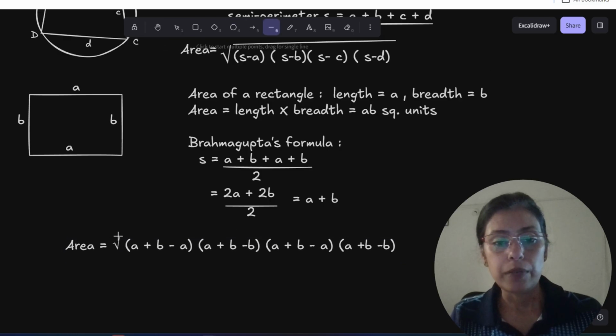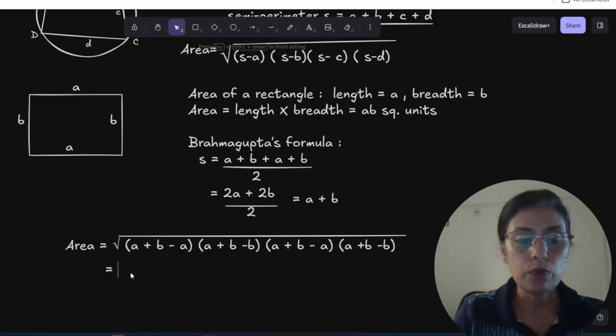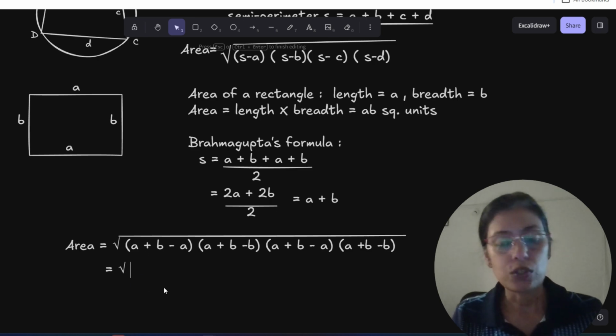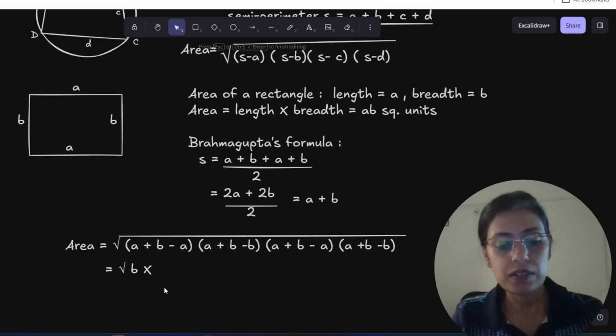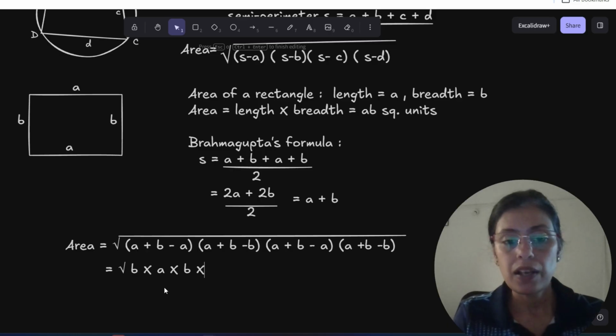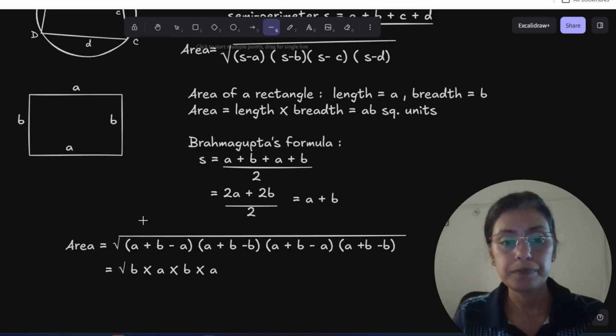So let me extend this. This is all under this square root. So now we simplify it. A is cancelled in the first term, so it is B into... A plus B minus B is going to be A. Then A plus B minus A is going to be B. And A plus B minus B is going to be A.